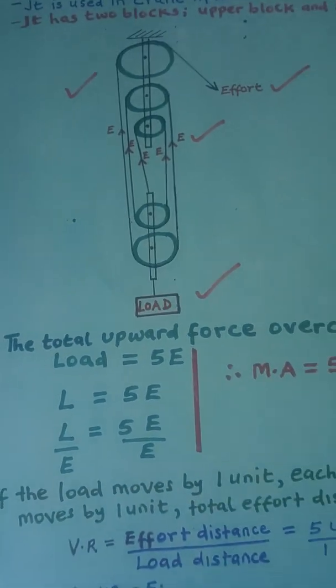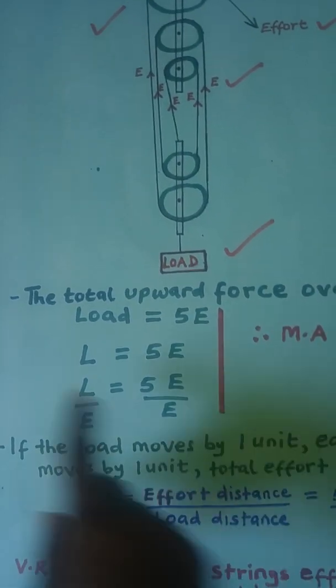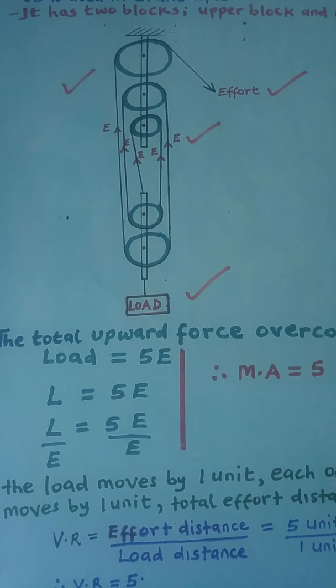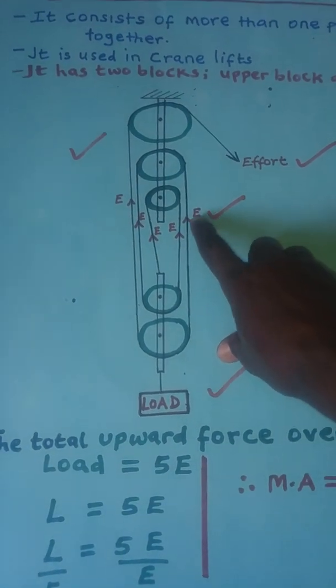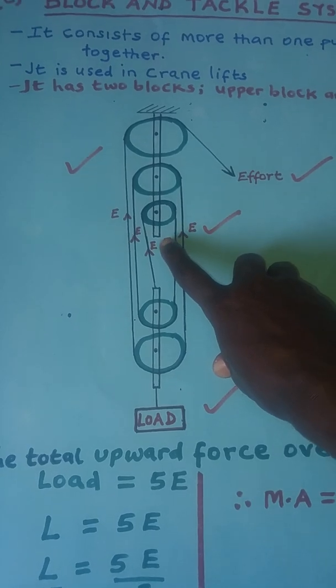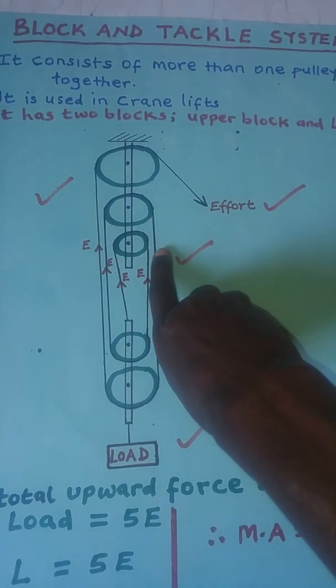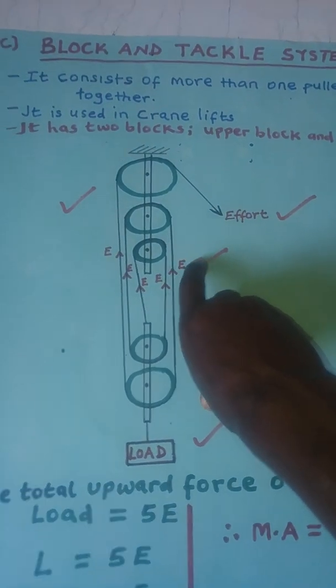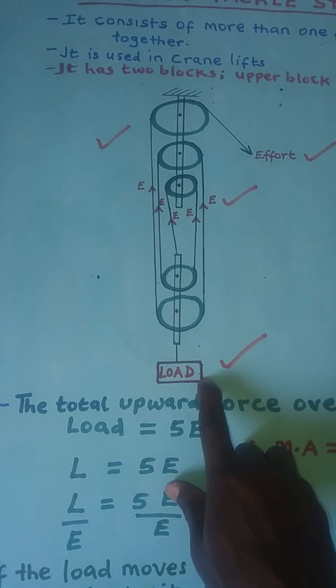Now, let's move on. How do you get the velocity ratio of this system? The total upward force. By the way, which are the upward forces? The upward forces are here. E, another E, another E, another E, another E. Each string has E, so there are 5 E's, while the downward force is only L, the load.